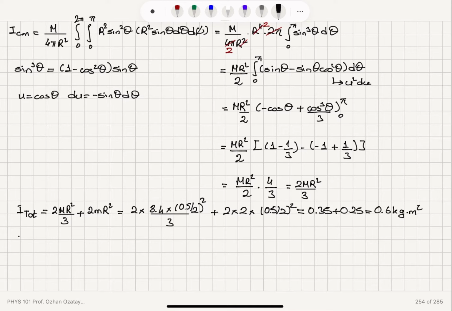And you should notice that there is no contribution from the top and bottom small masses, because they're right on the rotation axis.